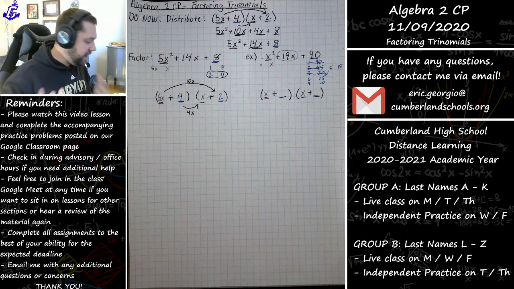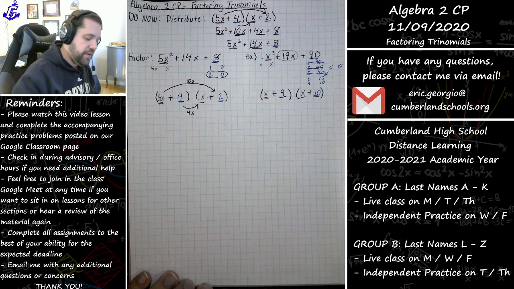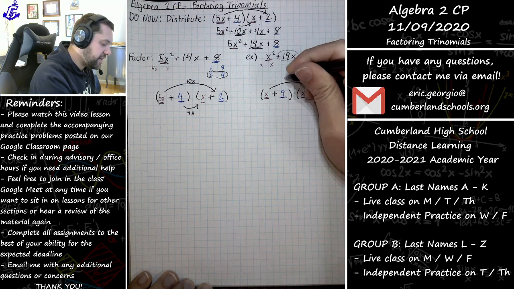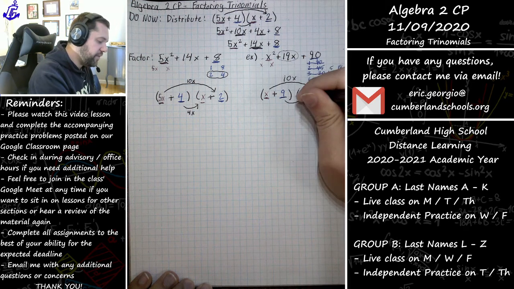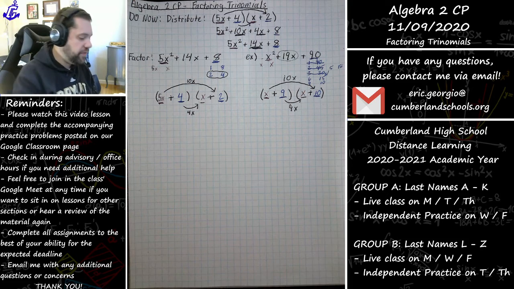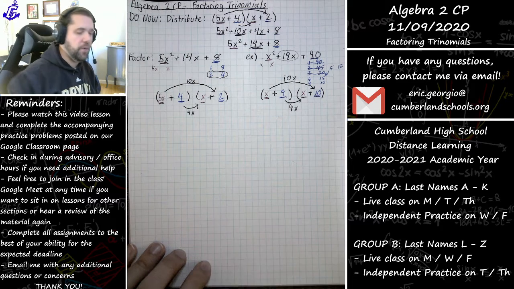What possibility is going to work though? Well, what's going to work is 9 and 10. Because if you notice, I do this outer multiplication, x times 10 would be 10x. Inner multiplication, 9 times x, 9x. And that gives you your 19x. So this right here, x plus 9 times x plus 10, is the factored form of this.